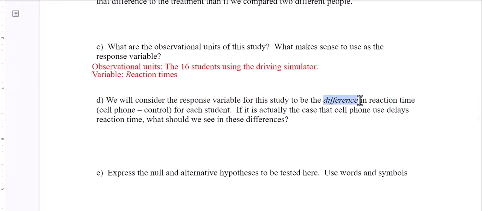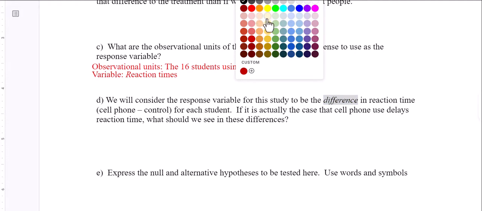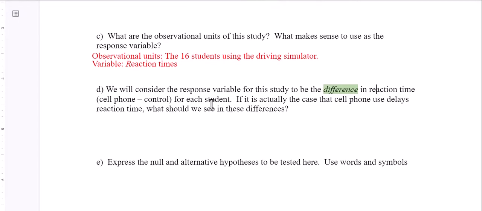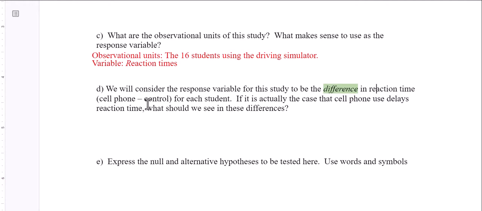because we want to see what is happening. Since we're using the same subject, the same student, we want to look at the difference in the reaction time when they did the cell phone, so the treatment group minus the control. So what was the difference in the reaction time for each student? If it is actually the case that cell phone use delays the reaction time, what should we see in these differences? So if cell phone use delays the reaction time, which time is larger, the cell phone time or the control? The cell phone, right? So we should see that this difference will be positive.